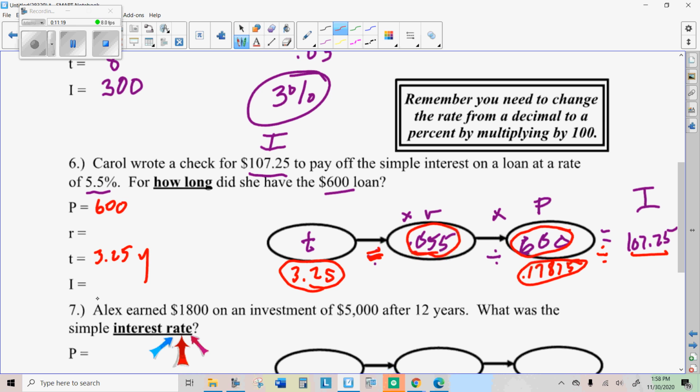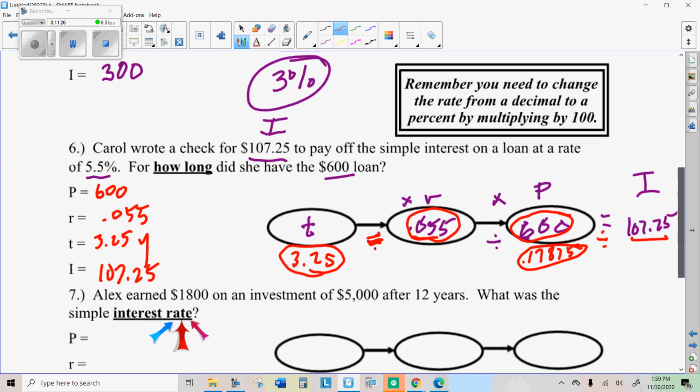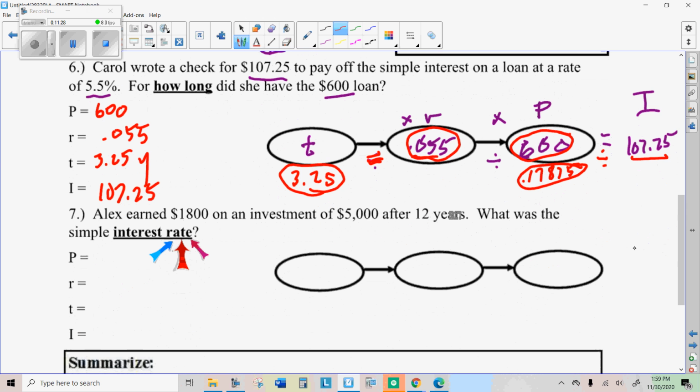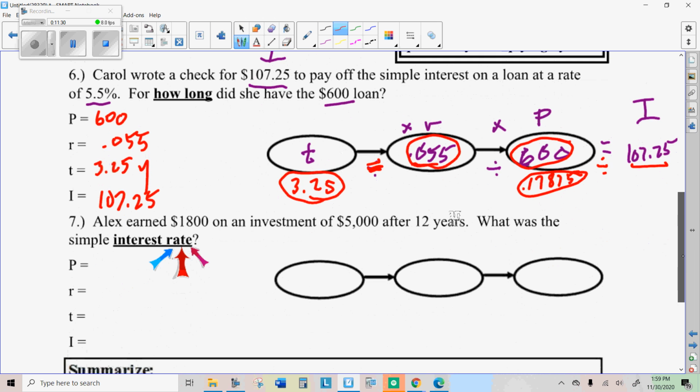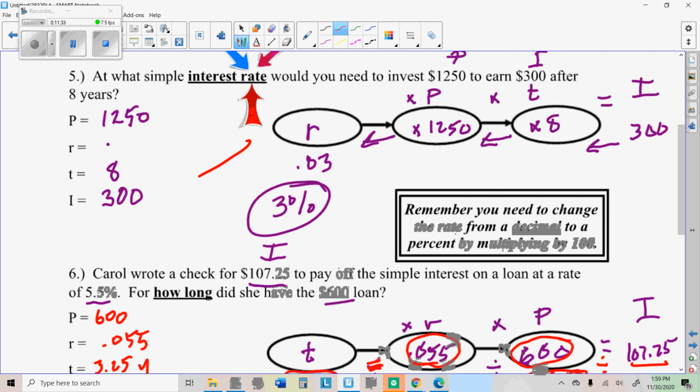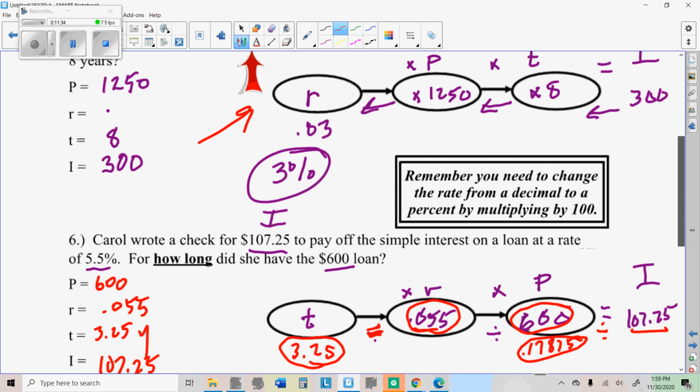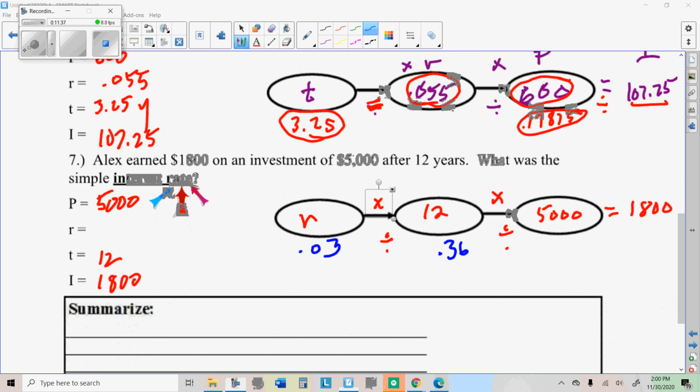We'll fill in these numbers. Okay, so this next one, we're finding the rate, like we did right here. Why don't you give that one a shot? So if you did it right, you took 1,800 divided by 5,000 divided by 12, and that gave you 0.03, which as a rate is 3%.